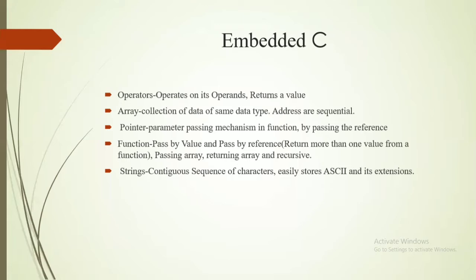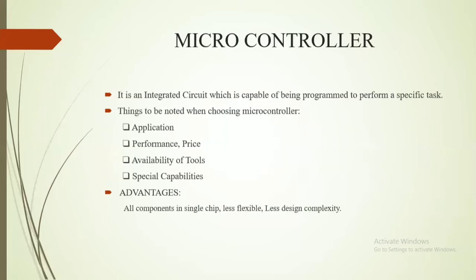Then for functions, we have pass by value and pass by reference. A function is used to perform a specific task, and to return more than one value from a function, it can be done by passing an array, returning an array, and recursion. Next, strings. A string is a contiguous sequence of characters, and it easily stores ASCII and its extensions.